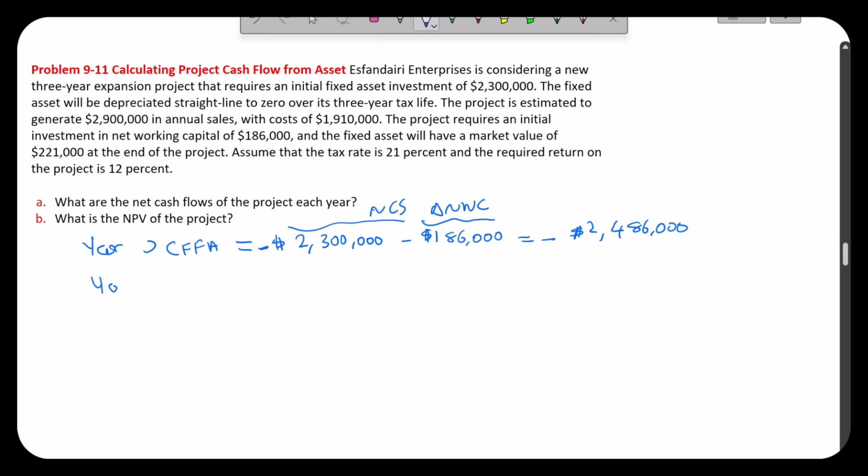For year 1 through 3, we're going to need to know the depreciation first. $2.3 million divided by 3. Again, rounding up to nearest dollar, 766,667.